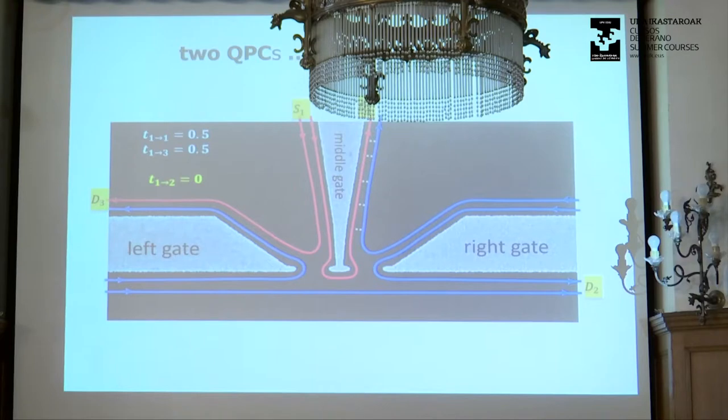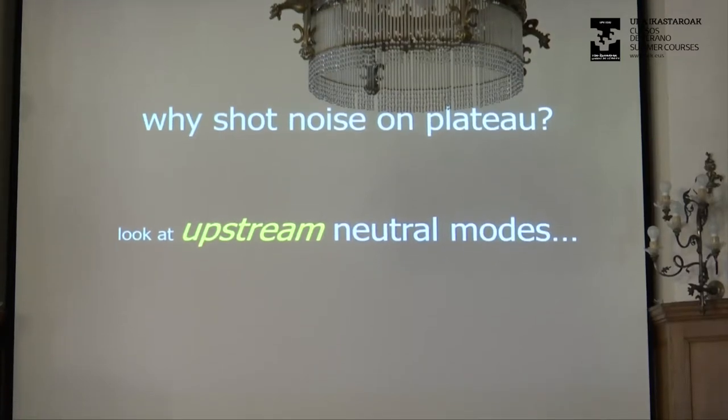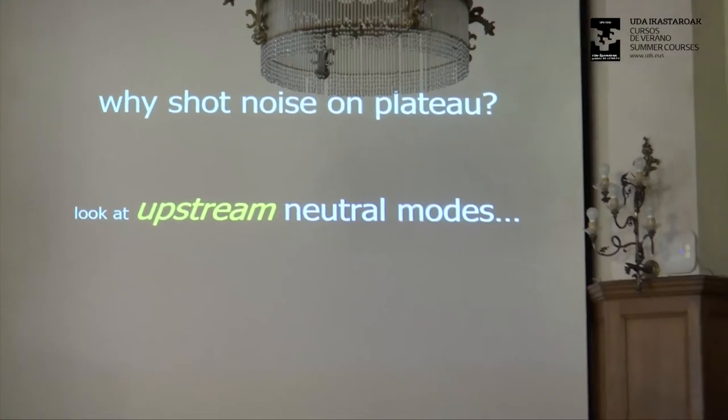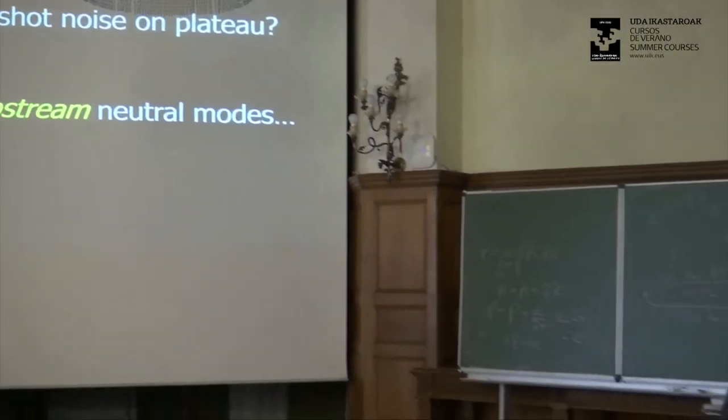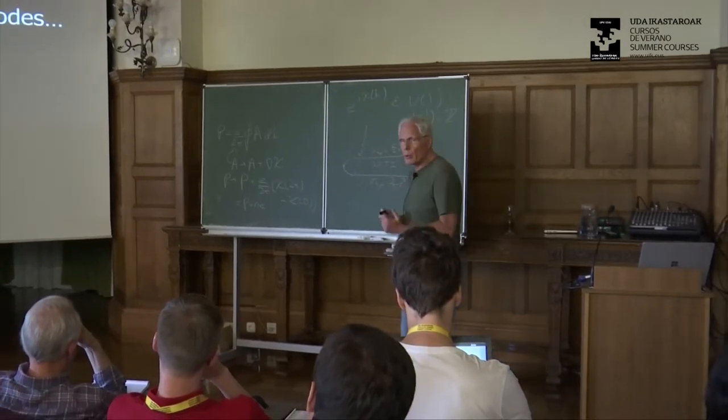Okay? Of course, always when we measure 2/3, we see an upstream neutral mode. But I don't know if it's 1 or 2, but we always see it. Okay, so in this story, it's 2. And in the McDonald's story, it's 1. Okay, so now, why am I telling you all this? Why do we still have noise on the plateau? Okay, so this is not a simple edge. It's not a simple plateau. There are also neutral modes there.